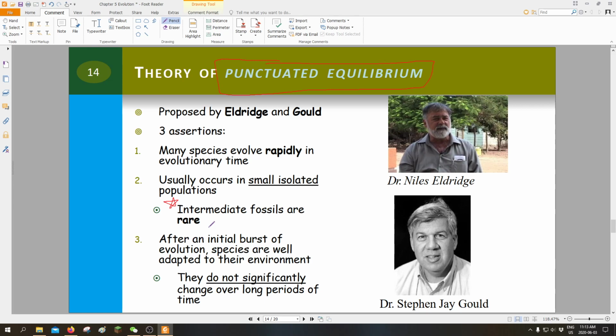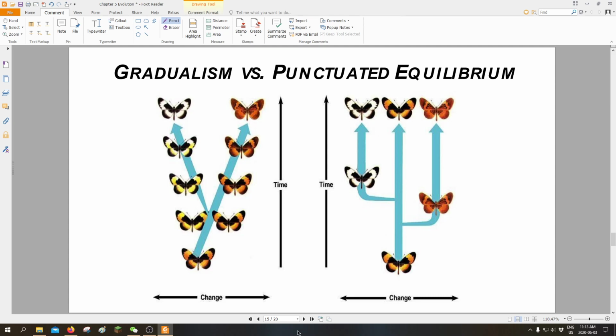Sorry, everybody. Number three, after an initial burst of evolution, the species are already well adapted, and then they do not significantly change over time. All of these words are very confusing unless we apply it to a picture. So, over here, on the right side, we have punctuated equilibrium, and then gradualism is on the left side, okay?